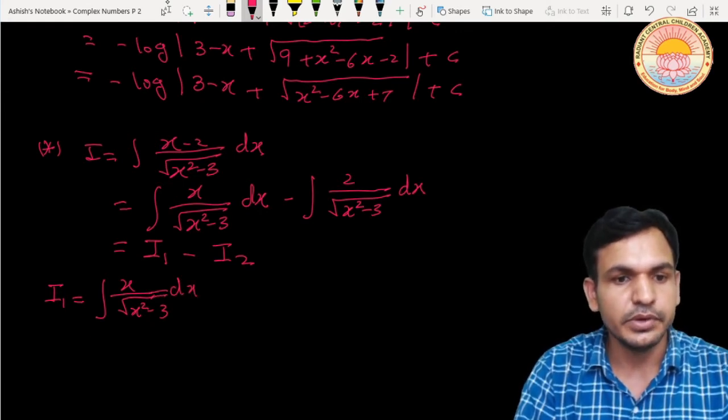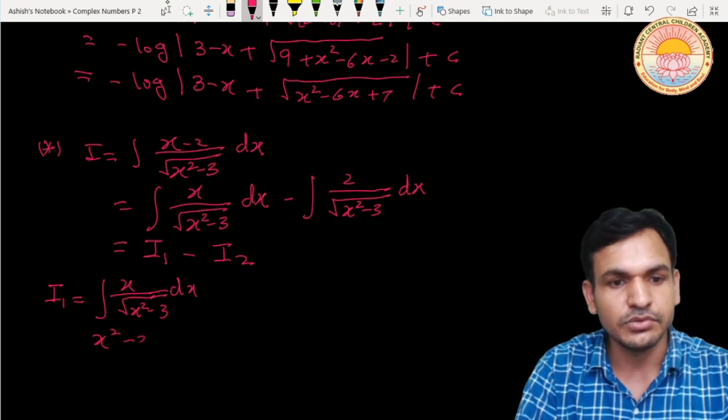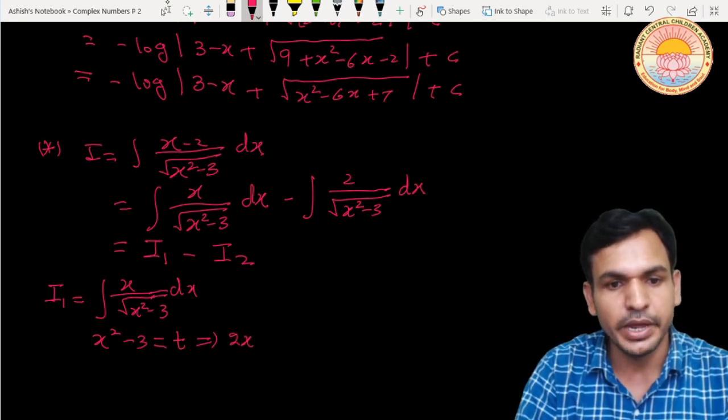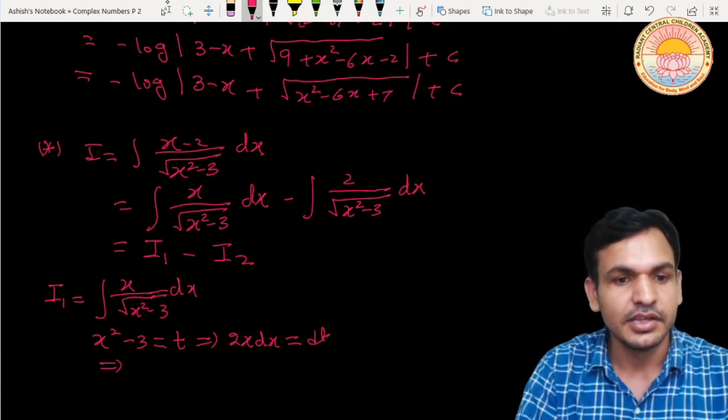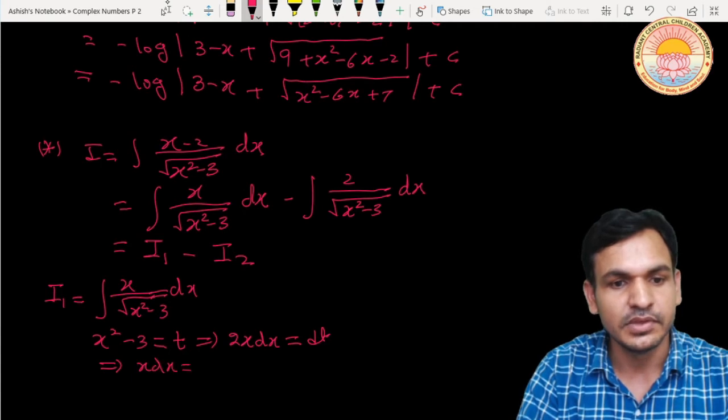Now if we substitute x square minus 3 is equal to t, then differentiating it with respect to t, we will get 2x dx is equal to dt, and this implies x dx is equal to dt by 2.